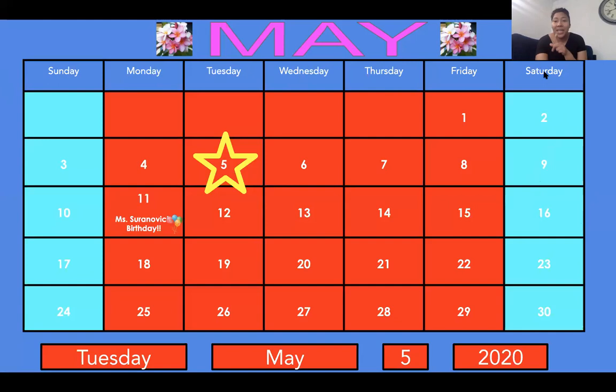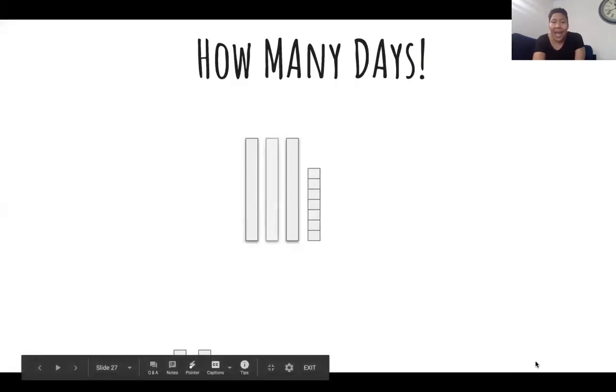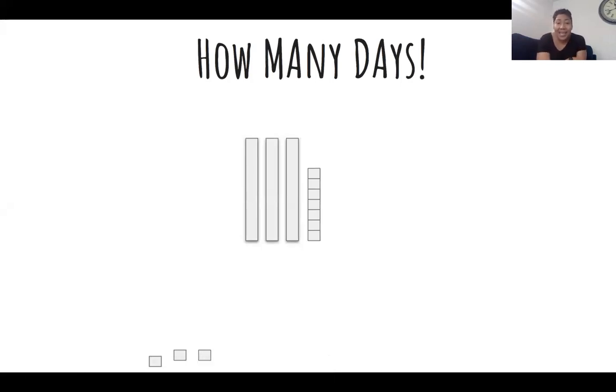My turn first, then your turn. Today is Tuesday, May 5th, 2020. Today is Tuesday, May 5th, 2020. Well, Kipsters, how many days have we been in school?